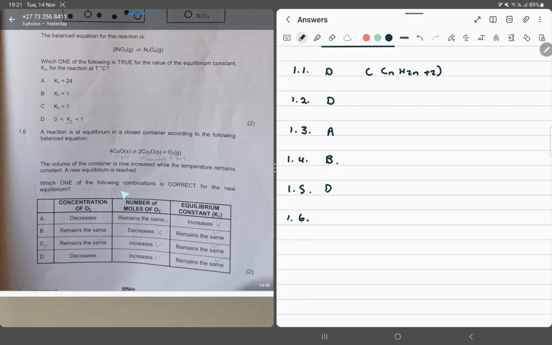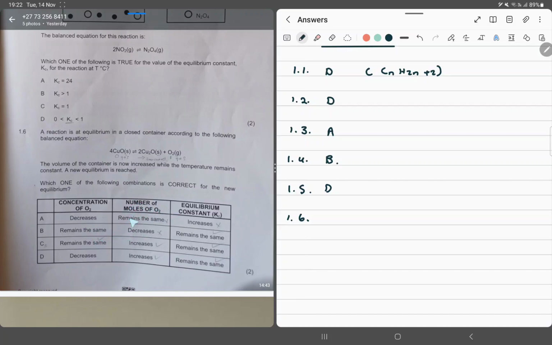Now, which one of the following combinations is correct for the new equilibrium? It says the concentration of oxygen decreases. Technically, no, it does not, because the concentrations at equilibrium remain the same, or they stay constant. So anything that says decrease is out, so that means A and D are out, but remains the same is correct, because that's the definition of equilibrium.